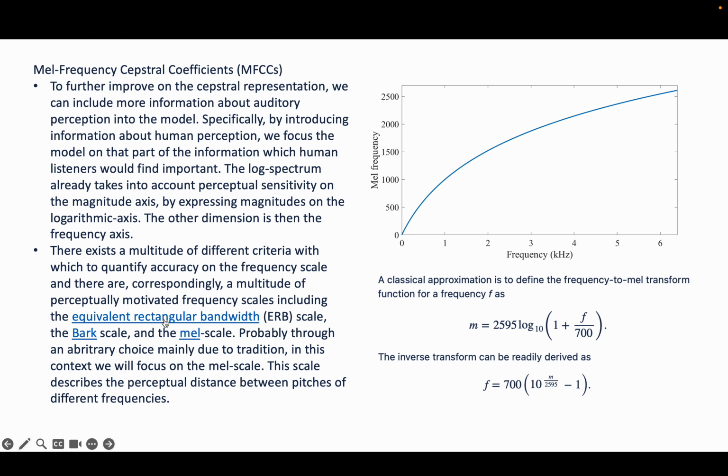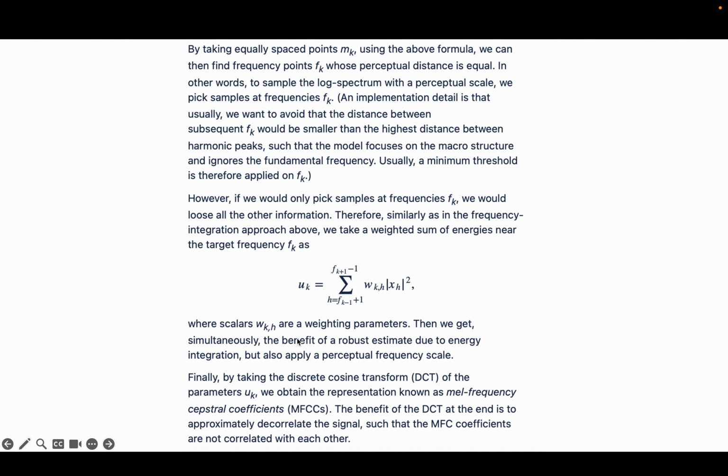So let me show you. This is the equation that relates the frequency to the MEL transform, and we can find the inverse transform by basically just inverting the equation, taking the exponential of what's inside the brackets here. So by taking equally spaced points using the previous formula, so equally spaced points in the MEL scale, you can find the frequency points whose perceptual distance is equal.